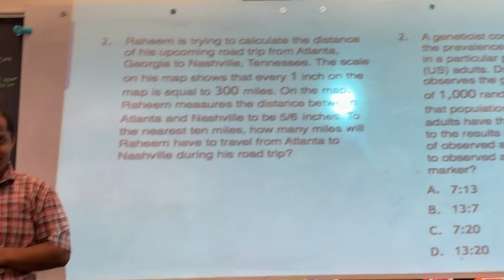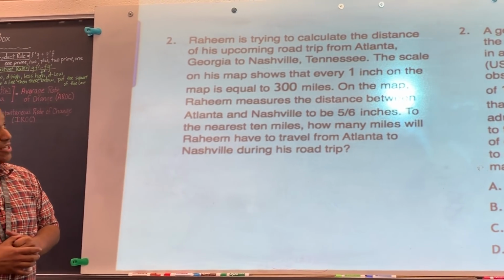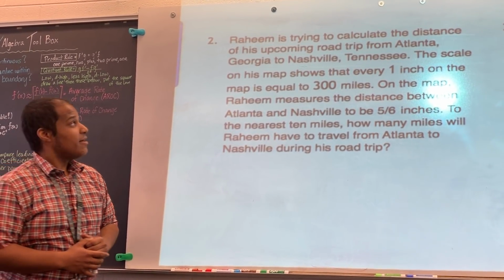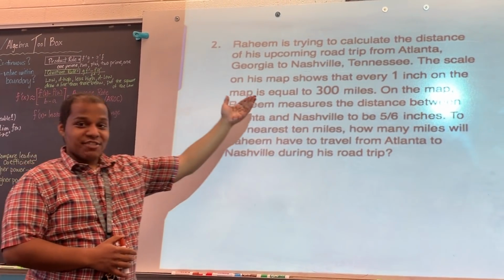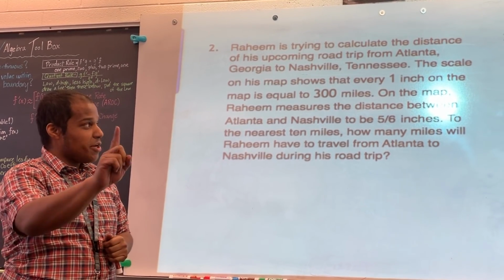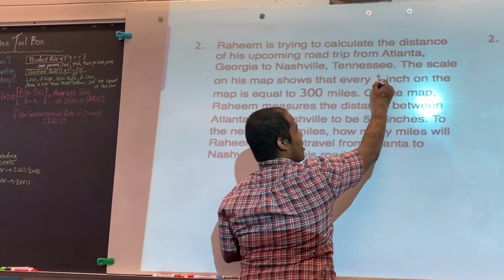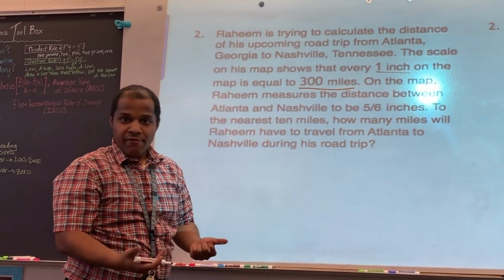Welcome back for number 2. Here we have Raheem, and he's trying to calculate the distance of his upcoming road trip from Atlanta, Georgia, that is. Atlanta, Georgia to Nashville, Tennessee. The scale on his map shows that every 1 inch on the map is equal to 300 miles. Every 1 inch on a map is equal to 300 miles in real life.